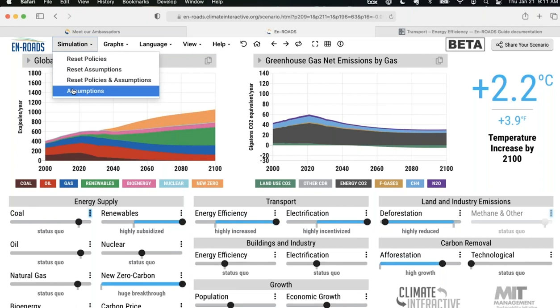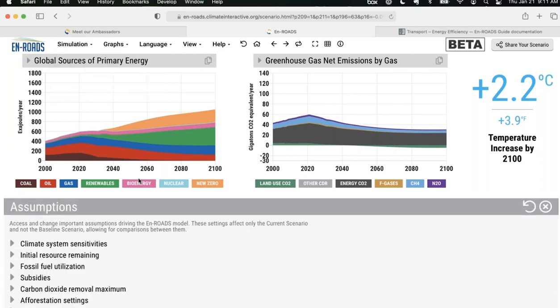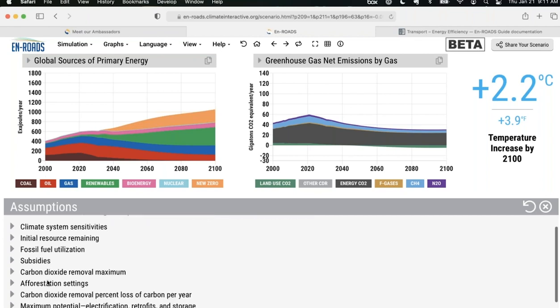So our approach at Climate Interactive is that we don't want to create a tool that's just a black box where you can't figure out what's going on and it doesn't make any sense. We want to enable you to change things. If you don't like our assumption for something, change it and see if that produces a different outcome. This is really to help explore people's mental models. So there are a lot of different assumptions here.